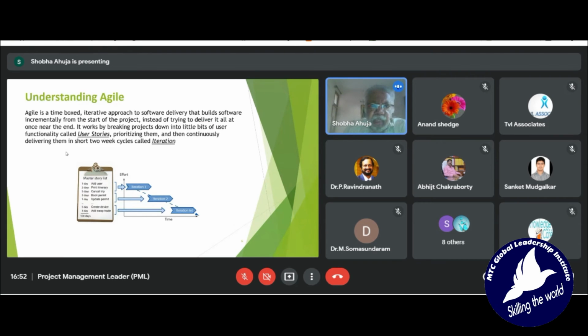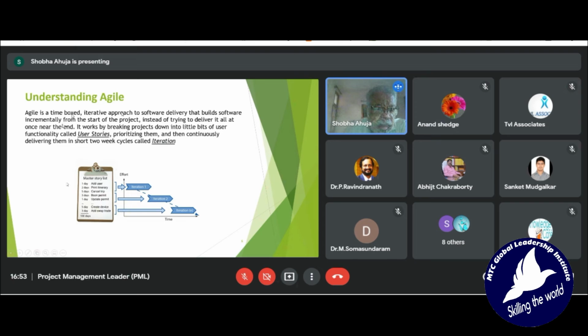A quick look at it, and we will not spend much time on it again now, because Agile is a time-boxed, iterative approach to software delivery that builds software incrementally from the start of the project instead of trying to deliver it all at once near the end. That is the difference.